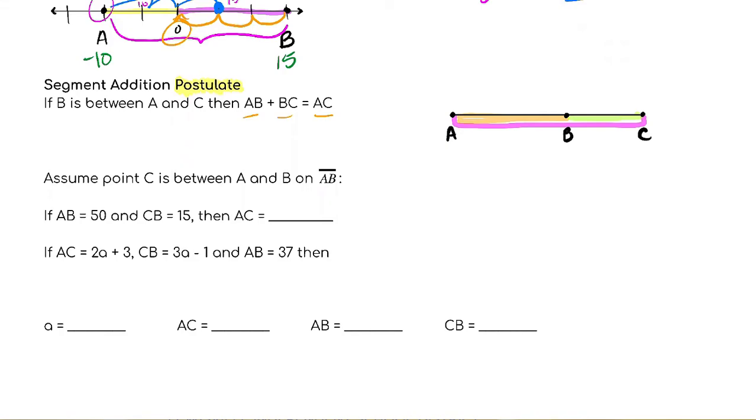We're going to use this in proofs whenever we want to take a segment apart and talk about its pieces, or if we need to take two pieces and put them together. And it's going to be really important for those. At this time, we're going to use the rule to do some mathematics to solve for missing lengths.